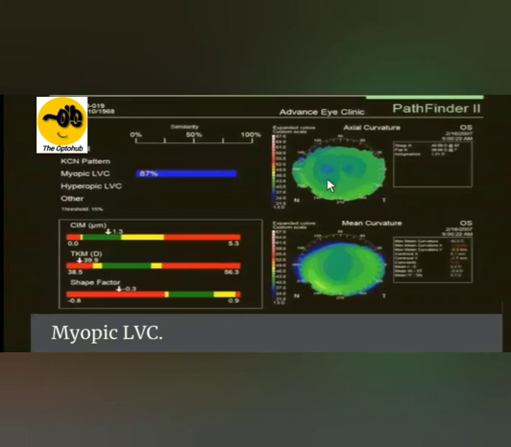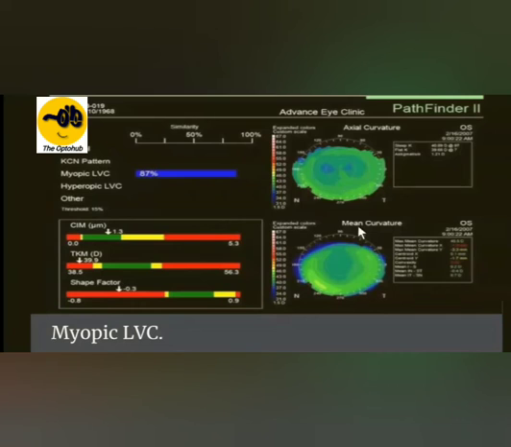Now let's have a look at the myopic LVC. This patient has undergone myopic laser vision correction. Patient had myopia preoperatively. Let's have a look at the axial curvature map. So the central region is pretty flat. As we know, the central region is made flat by ablation, and the mid periphery and the periphery regions are steeper as compared to the central region, especially the mid peripheral region.